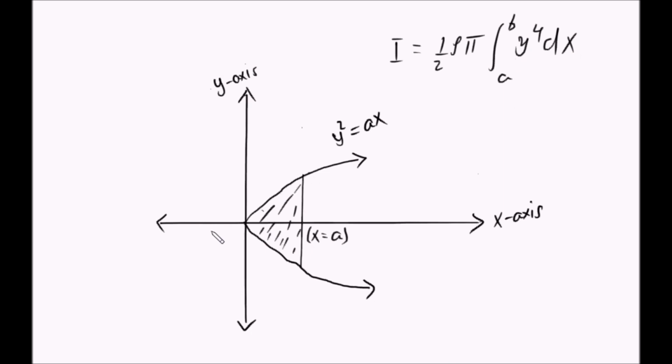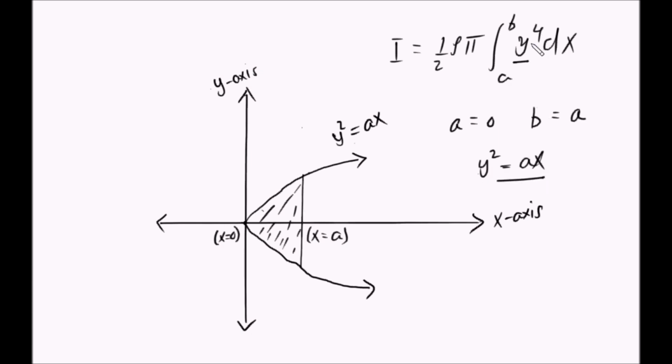You can see this area begins here at the origin at x equals 0 and ends here at the ordinate x equals a. This means our limits of integration: a is 0 and b is a. And our y, remember I said y is a function of the curve. So our curve is y squared is equal to ax, so y squared is equal to ax is our y.